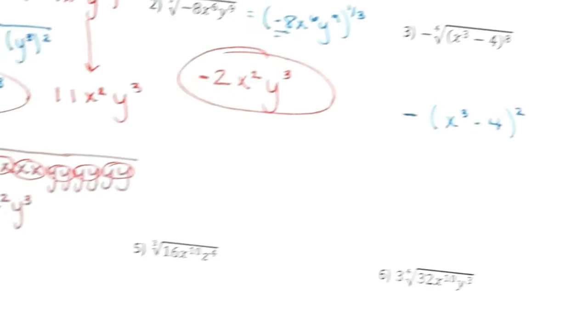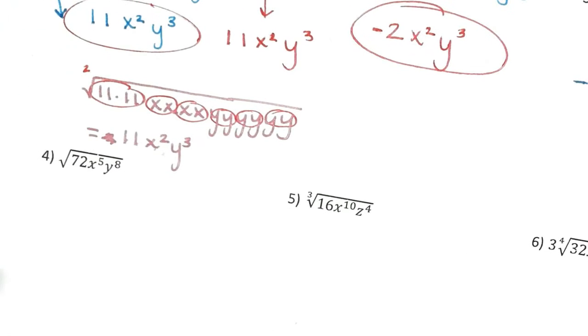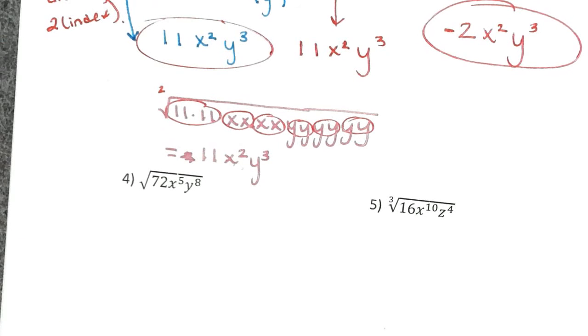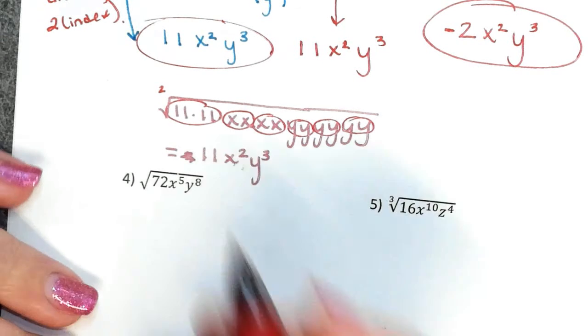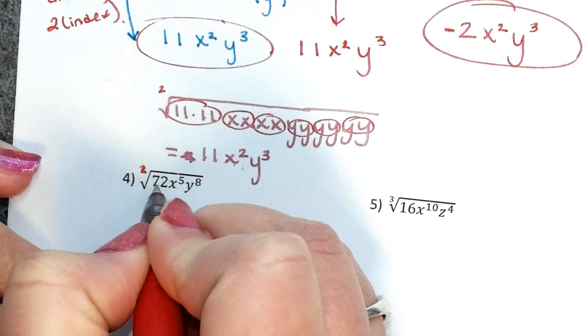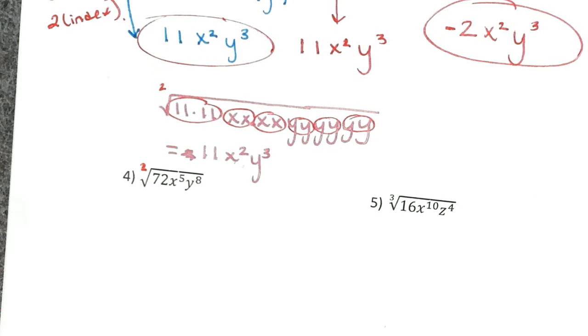All right, let's try number 4. Now, number 4 is a little bit tricky because what's our index here? And if you take the square root of 72, what's your answer? A decimal. So we can't do that. So what we need to do then is go to our list of perfect squares.